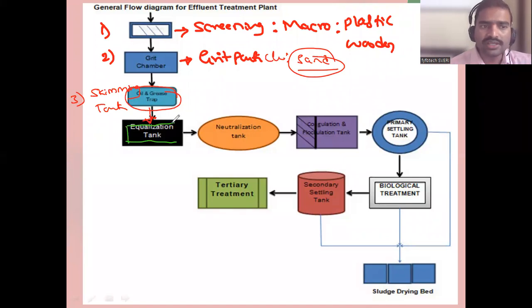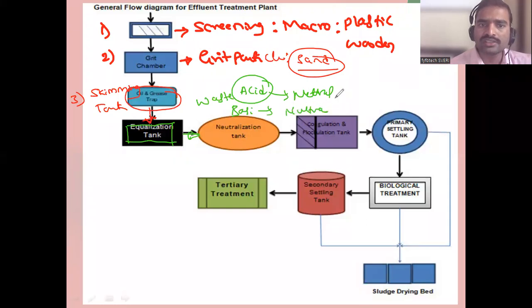It will reduce the temperature. Okay. So from this equalization tank, where is it taken? Neutralization tank. So in this neutralization, what will it do? If the wastewater is acidic, it will be made neutral. Correct. If the waste is basic, it will be made neutral.